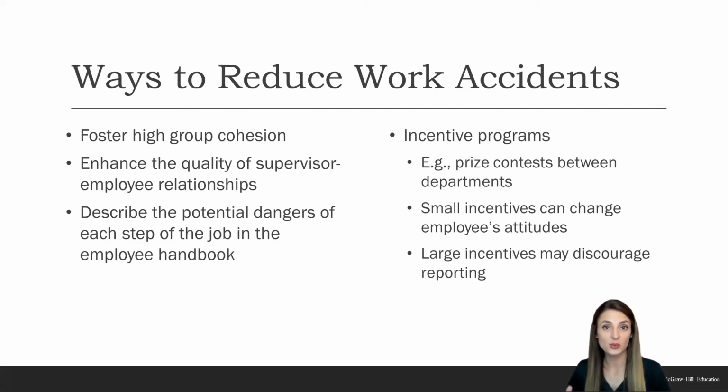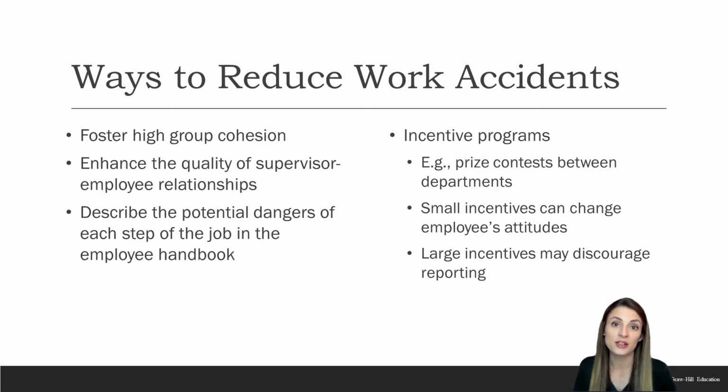Here are some of the other ways that we might reduce workplace accidents. Foster high group cohesion. This is because a highly cohesive group that is also safety conscious will spread those behaviors among its members. Safety behavior can be contagious, and so this contagiousness is encouraged in a highly cohesive group. Make sure that the employer-supervisor relationships are of high quality. If employees don't trust their supervisors, for instance, they may not report unsafe behaviors.